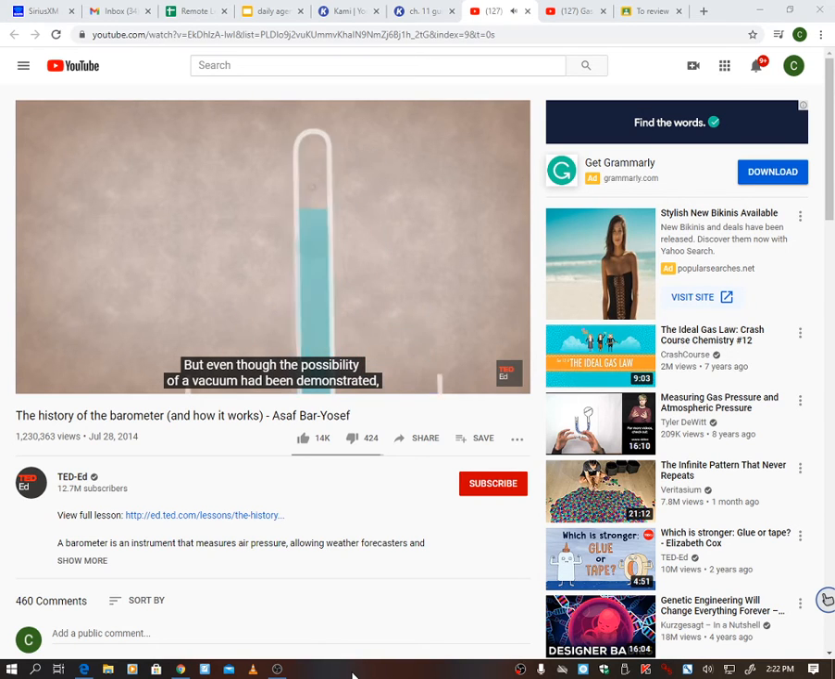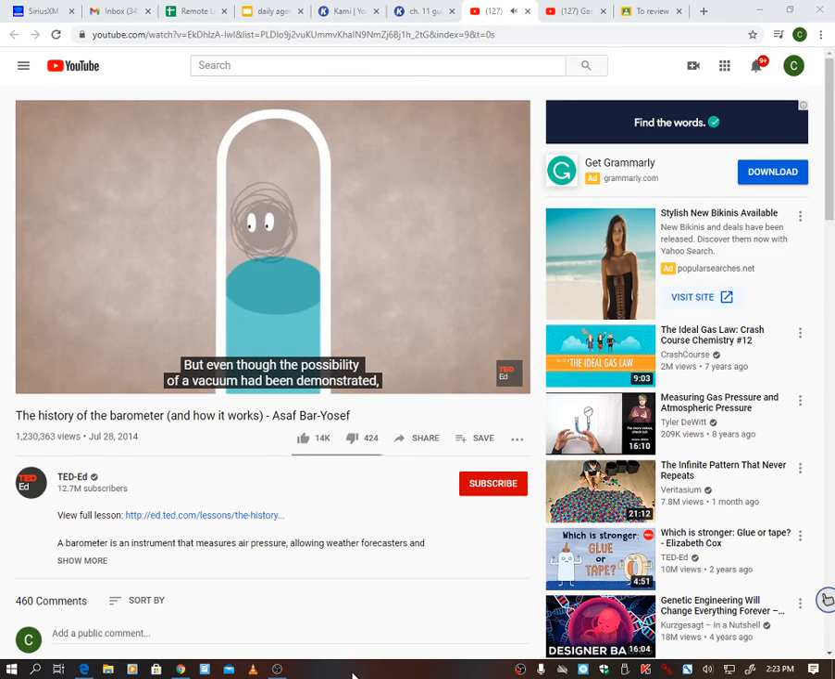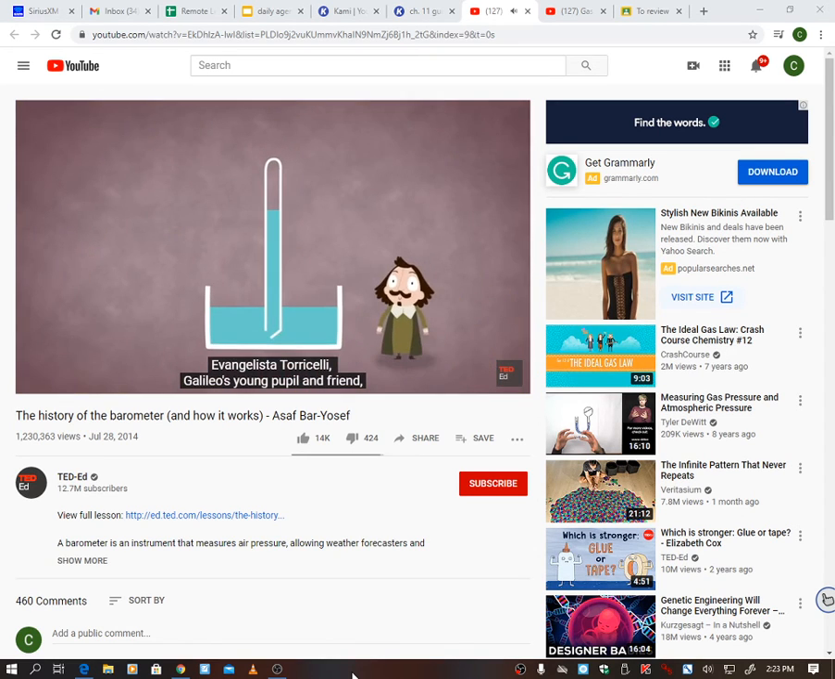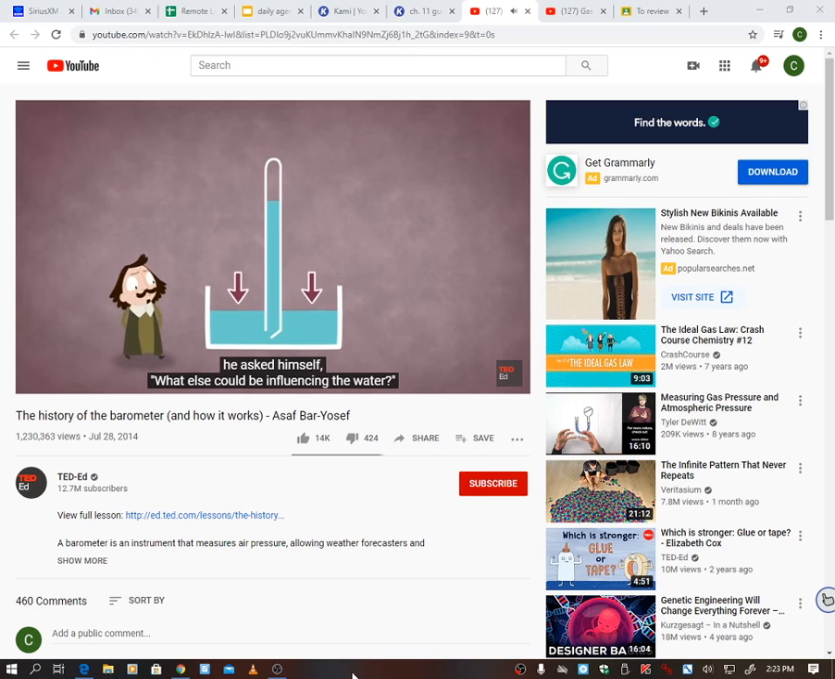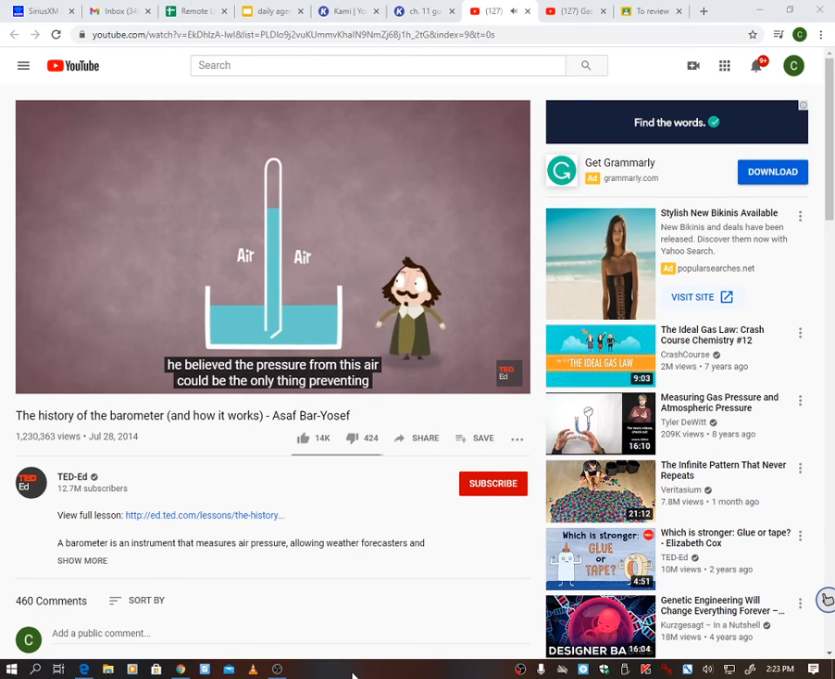But even though the possibility of a vacuum had been demonstrated, not everyone was satisfied with Galileo's idea that this empty void was exerting some mysterious yet finite force on the water. Evangelista Torricelli, Galileo's young pupil and friend, decided to look at the problem from a different angle. Instead of focusing on the empty space inside the tube, he asked himself what else could be influencing the water. Because the only thing in contact with the water was the air surrounding the pool, he believed the pressure from this air could be the only thing preventing the water level in the tube from dropping further.